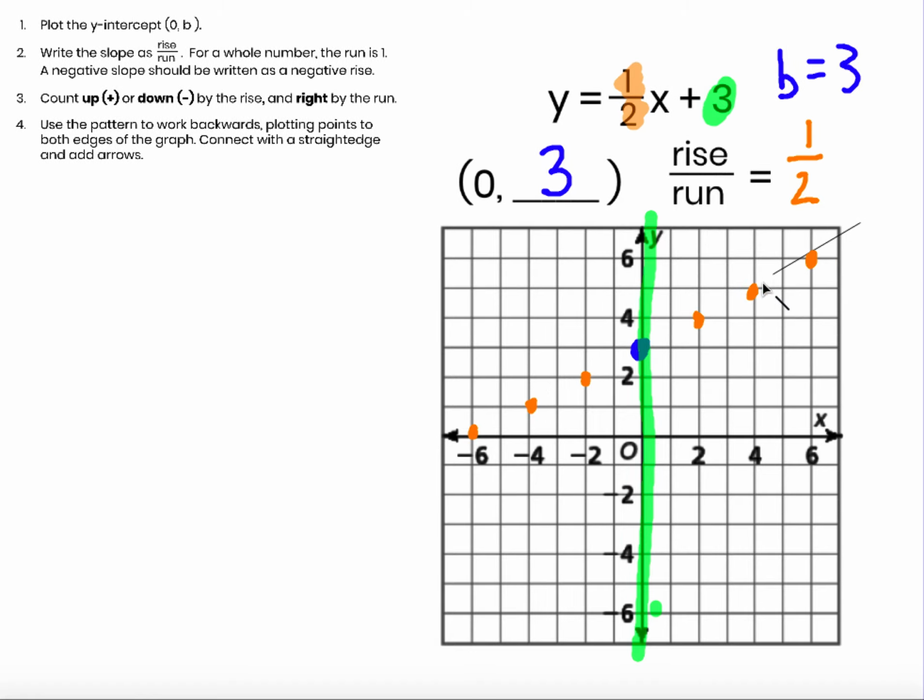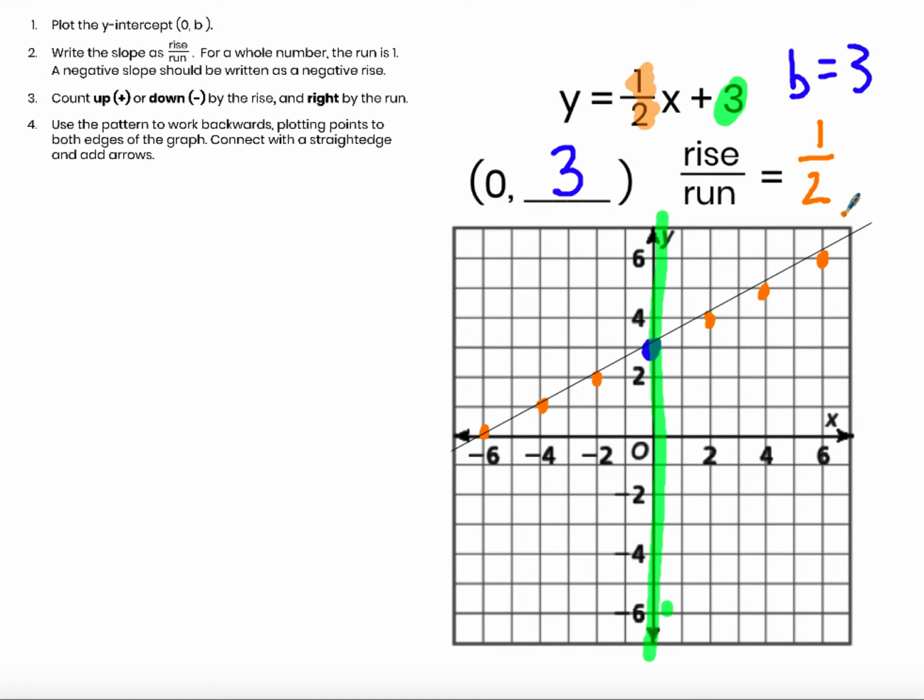Connecting those points with a straight edge, and of course not forgetting arrows. If we didn't include those arrows, that would mean that this was a line segment that only existed for x and y values in this particular visual region, but that's not true. There is an x and y pairing for every value of x up to infinity and negative infinity. So when x is 100, y is 53, and that exists.